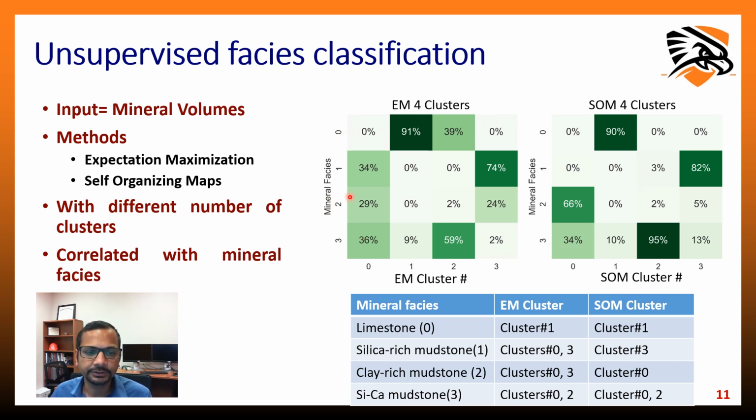Similarly, we can see the results on the other ones. So here among the two methods, if you look at the SOM with the 4 facies, you can see that this is giving us the best result. You can see cluster number 3 of SOM is covering mostly the facies number 1, whereas cluster number 1 of SOM covers mostly 90% of this mineral facies. Okay, so as we have established this is the best method, I will move forward with this.